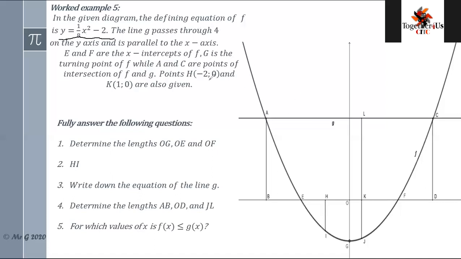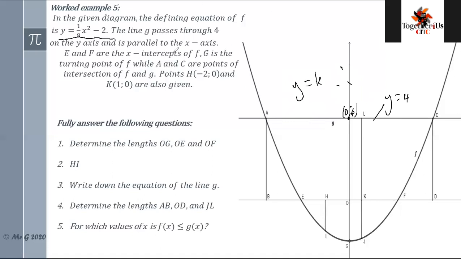Now we are given also the line g. Here is the line g that passes through 4. In other words, this point here is actually (0; 4). So you can fill up this information as you read through the diagram. You see it's on the y-axis and it is parallel to the x-axis. Now, what do you remember from analytical geometry? What is the equation of a line that is parallel to the x-axis? I hope you remember it will have the form y equals k. In this case, k is 4. Therefore, the equation for g is y equals 4.